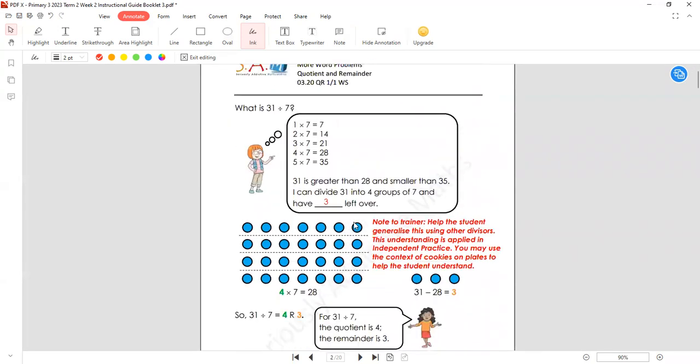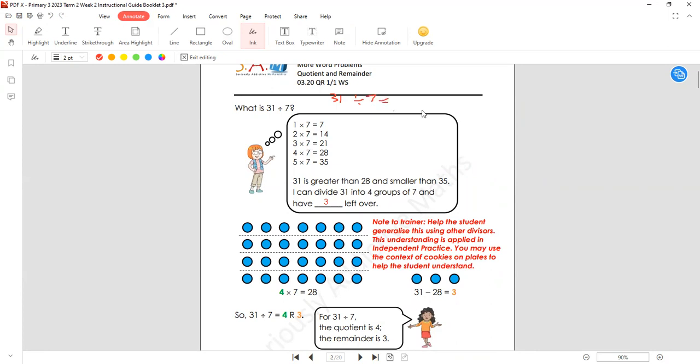Okay, let's do another one. 31 divided by 7. Now let's say without the images, how do they do it? So first of all, they've got to think about 31 divided by 7. We can do it that way. 31 divided by 7, okay, equals.